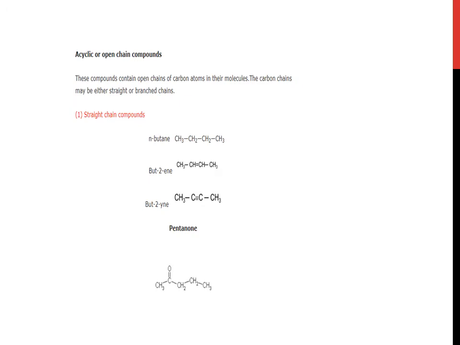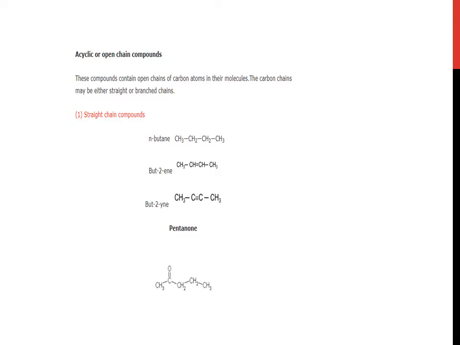Acyclic or open chain compounds. These compounds contain open chains of carbon atoms in their molecules. The carbon chains may be either straight or branched. For example, straight chain compounds: normal butane, n-butane. N stands for normal. It contains 4 carbons, CH3, CH2, CH2, CH3. This formula was in class 10th also.